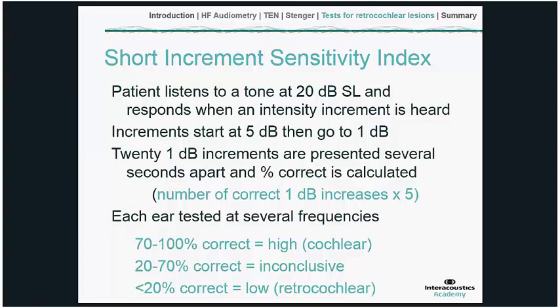And what we would do is take note, after 20 increments of the sound, of how many out of those 20 the patient actually detected. If they had cochlear recruitment, we'd expect them to detect many of them, and if it was a retrocochlear loss, we'd expect them to detect fewer of those increments. We'd express the score as a percentage by taking the number that they detected out of the original 20 and multiplying it by 5. So just to clarify, if they scored highly, that would be consistent with a cochlear loss, whereas if they scored poorly, that would be consistent with a retrocochlear loss.